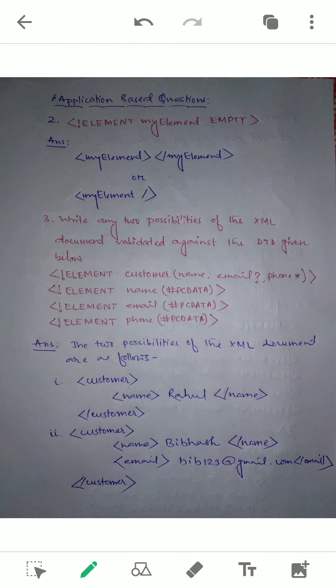First of all, you see this question number 3; later on we will discuss question number 2. In question number 3, in the application based question in your book, you can see: write any 2 possibilities of the XML document validated against the DTD given below. Remember, we will not discuss these questions again while we discuss application based questions after completion of this chapter.